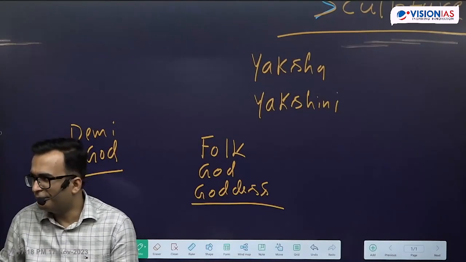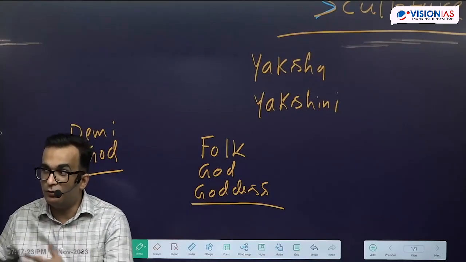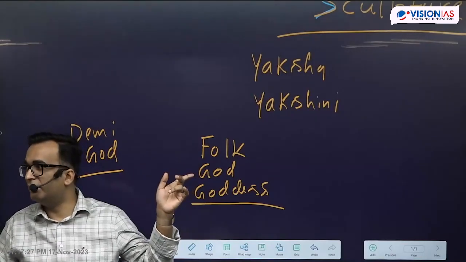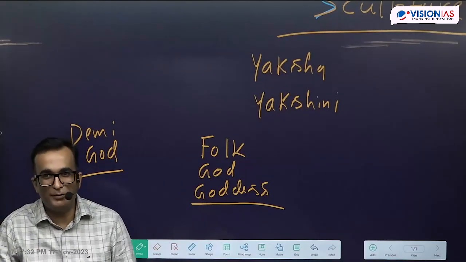So demigod means the god who has the character of being good, but if something happens to disturb the preservation of nature, he can become a devil also. The best example is Kantara itself. You take the Bhuta Kola itself.